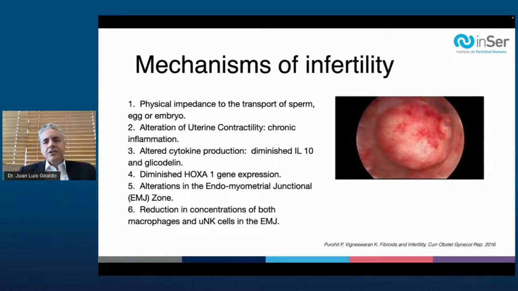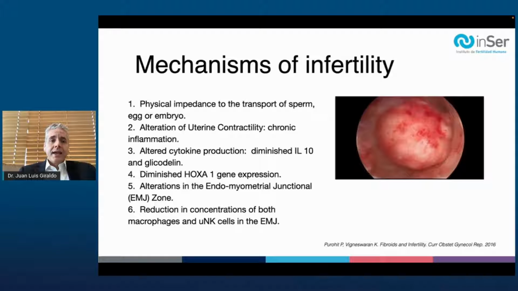There are many mechanisms by which fibroids can cause infertility. Of course, there's a mechanical effect on reproduction, and that mechanical effect causes a physical impedance to the transportation of sperm, eggs, and embryos in the female reproductive tract. Also, there's an alteration of the uterine contractility, and this causes chronic inflammation in the endometrium of patients with fibroids.